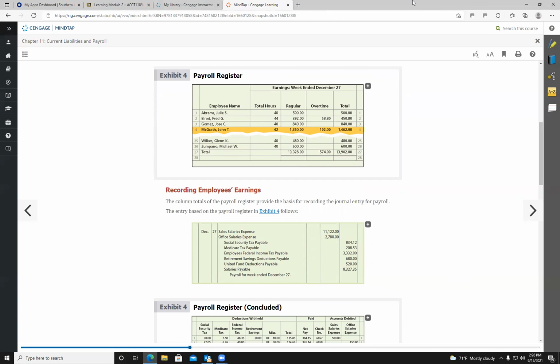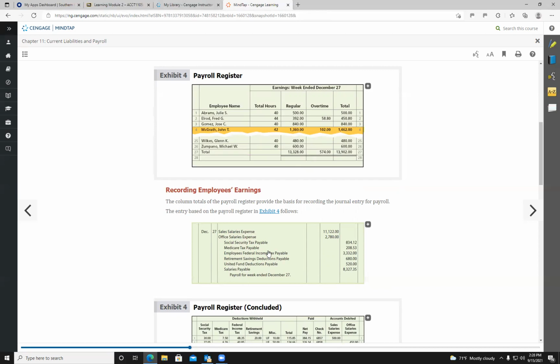The column totals of the payroll register provide the basis for recording the journal entry for payroll. Now, let me explain a few things real quickly. This is setting up payroll. This is recording everything that is going to be paid out once the checks are cut, if that makes sense. So this is calculating it out and setting it up. That's why we're going to see these called payables.